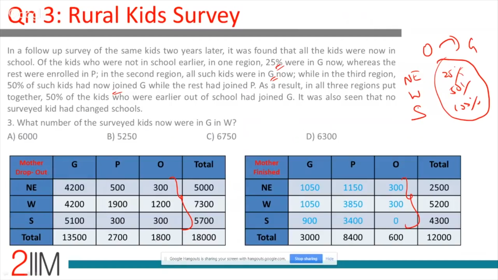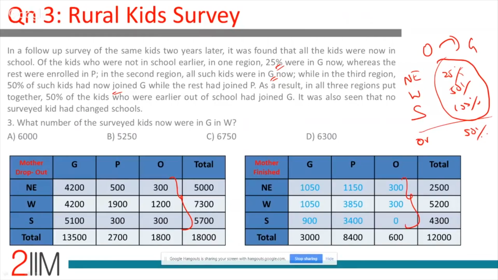As a result, in all three regions put together, 50% of the kids who were earlier out of school had joined G. Fabulous. This is the most important part. Overall, 50% were in G. It is also seen that no surveyed kid had changed schools. Nobody had gone from private to G, G to private. So look at these numbers.